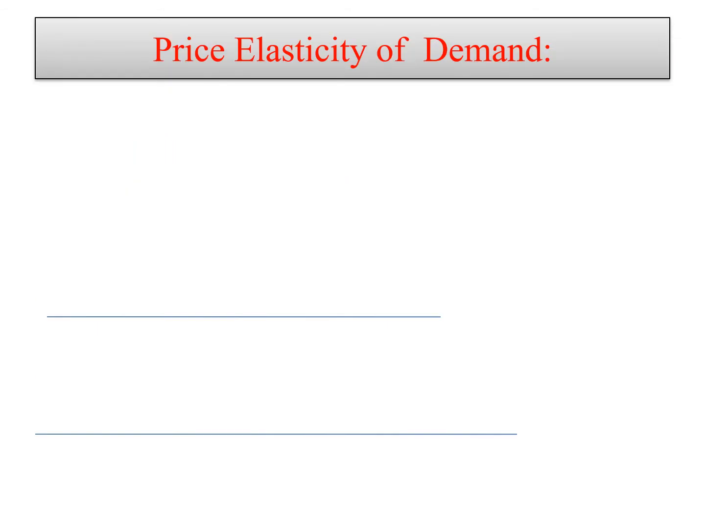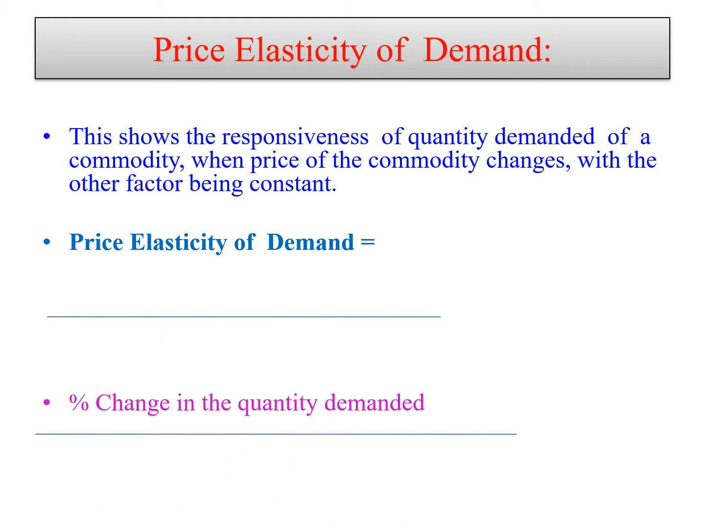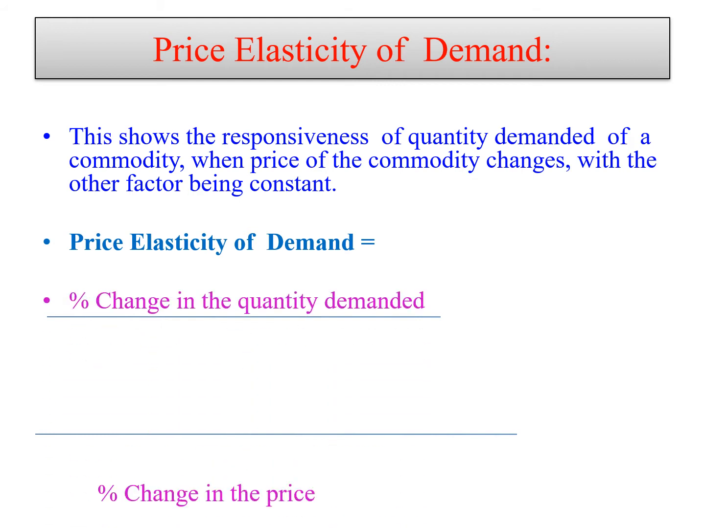Then first one is price elasticity of demand. This shows the responsiveness of quantity demanded of a commodity when the price of the commodity changes, with other factors being constant. There is a formula to calculate the price elasticity of demand, and that is percent change in the quantity demanded divided by percent change in the price.